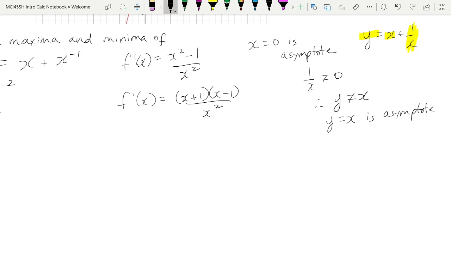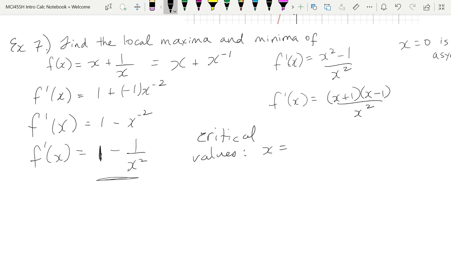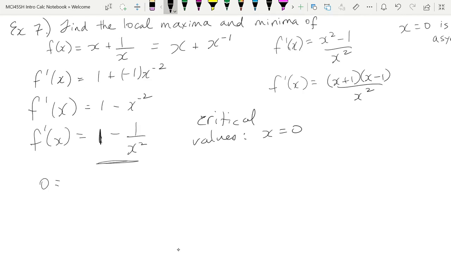Anyway, what am I doing with this? Oh yeah, I want to find the local max and local minimum, right? So that's my goal. I already know some things about this shape. I know it has some asymptotes, one of which is kind of a diagonal, which is cool. But getting back to the derivative, my critical values, well, again, where it doesn't exist, x is 0, because again, can't divide by 0. And then the other ones are going to happen when f prime of x is set to 0.